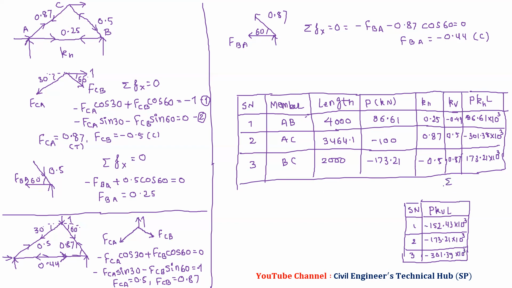And I got this summation. If I go, I have minus 41.56 as PKHL into 10 raised to 3. And this value I got as summation PKVL, I got this value minus 627.03. So PKV, first minus, second minus, third minus. PKV minus 627.03 into 10 raised to 3. Units of this, now we have PKL only, so kilonewton millimeters.